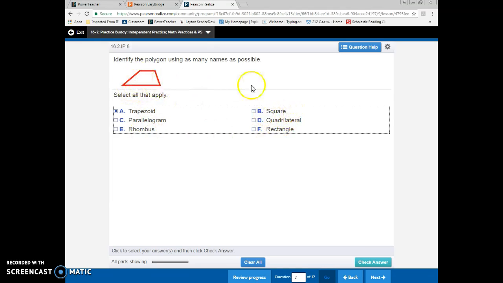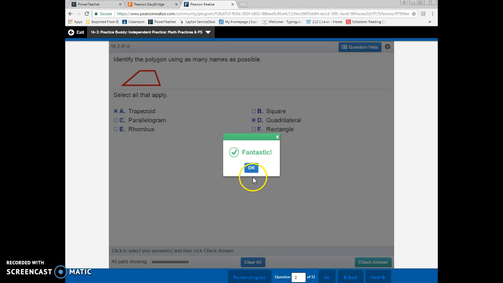Is it a square? Do you see any right angles? Not a square. Is it a quadrilateral? Quad meaning 4? Yep, it is a quadrilateral. Is it a rectangle? A rectangle has 4 right angles. I'm thinking it's just a trapezoid and a quadrilateral.